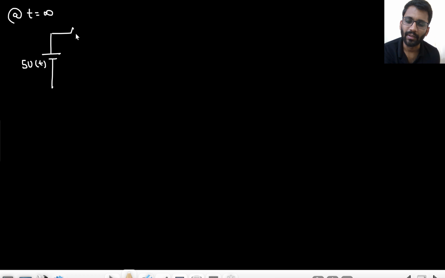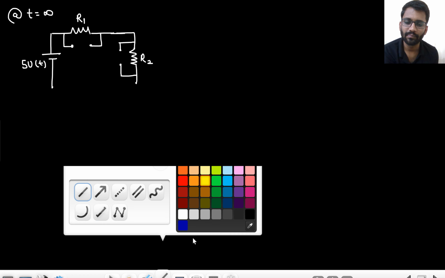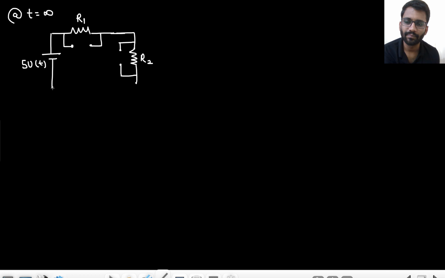At t equals infinity, the capacitors will be open circuited. This is R1, this is R2. Basically this is VC1, this is VC2.